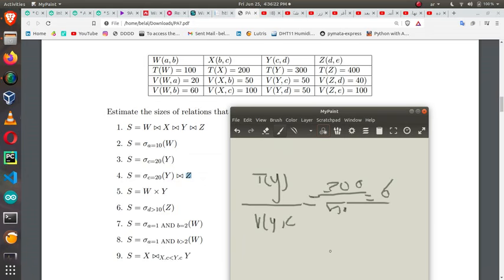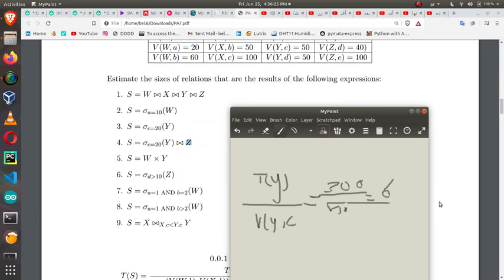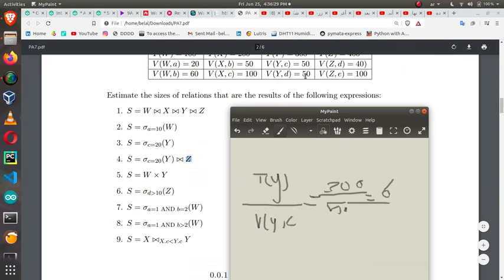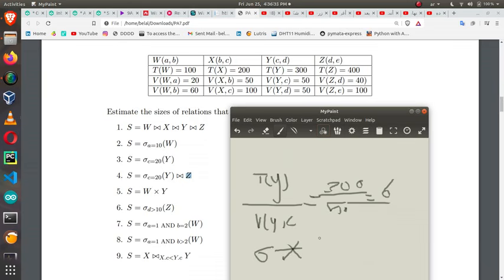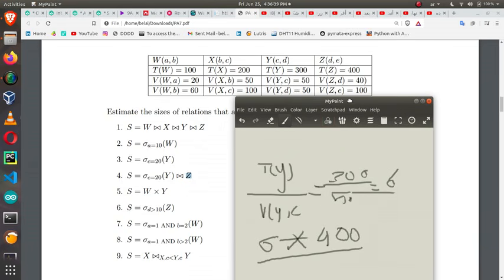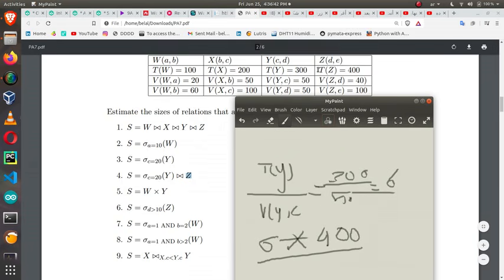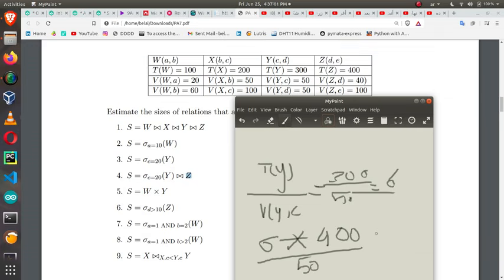Okay, so let's apply the rule. Six times T of Z, 400, over what? The maximum of what is the common column between Y and Z, in both of them? D. So the maximum of VYD and VZD, the maximum between 50 and 40 is 50. Great.